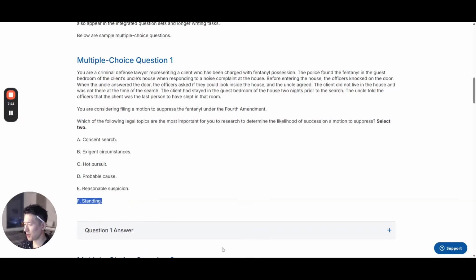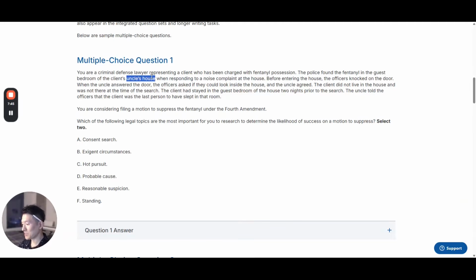So the step 2 I was talking about, that was what's the core doctrine? If standing is relevant, then we need to think about whether there is a reasonable expectation of privacy under the Fourth Amendment. So the house belongs to the uncle. House belongs to uncle, not your client, not the defendant.